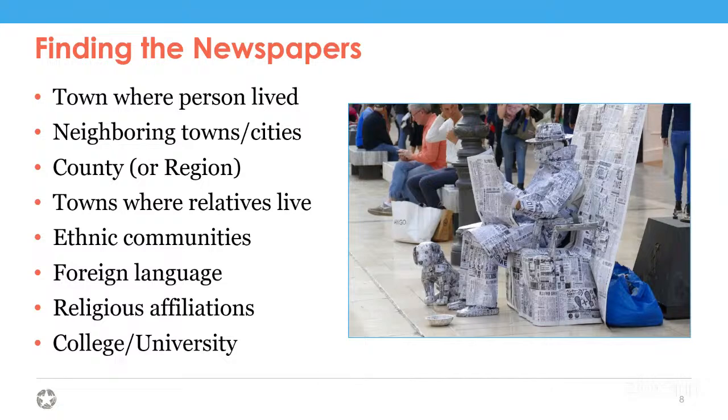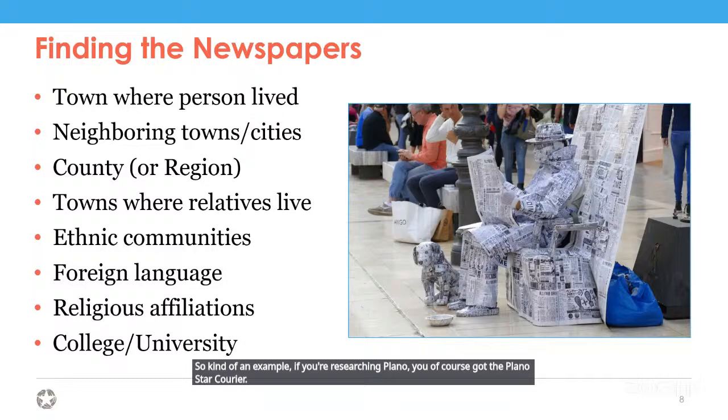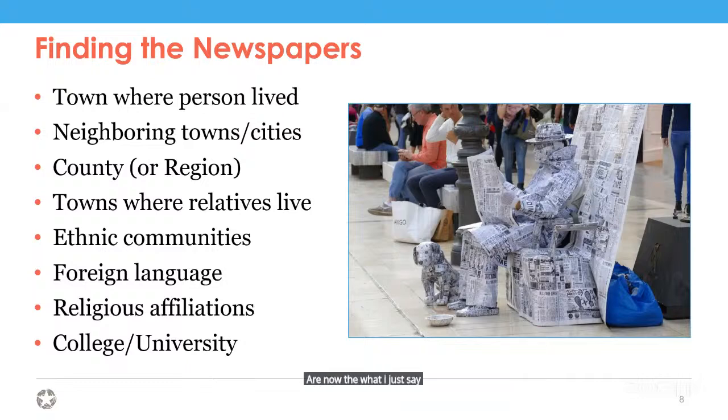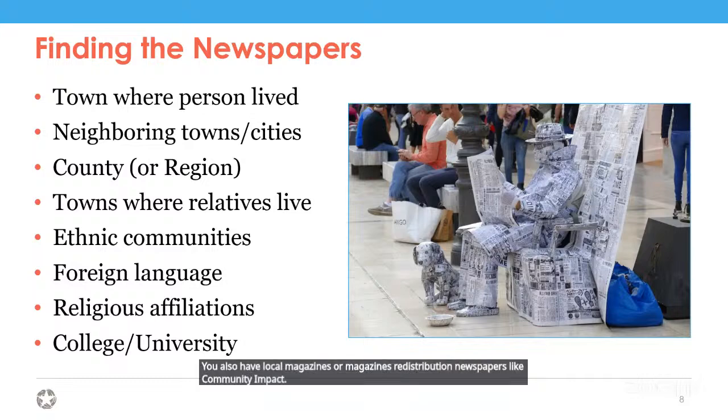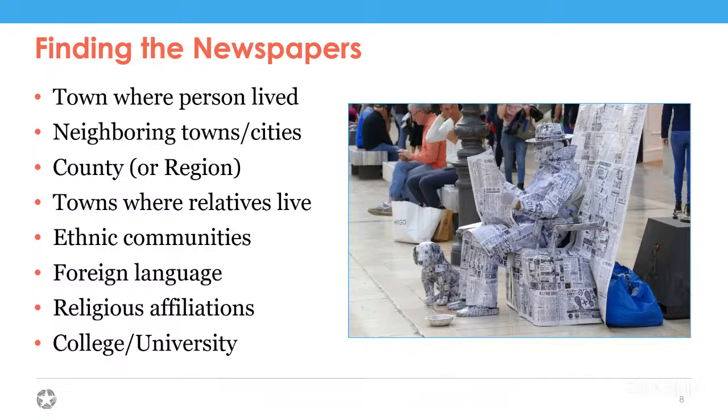So, as an example, if you're researching Plano, you of course have the Plano Star Courier, or now the, what did I just say, Star Local. I need to write that down. I can't remember it yet. You also have local magazines or redistribution newspapers like Community Impact, that's also available, that might have some information.